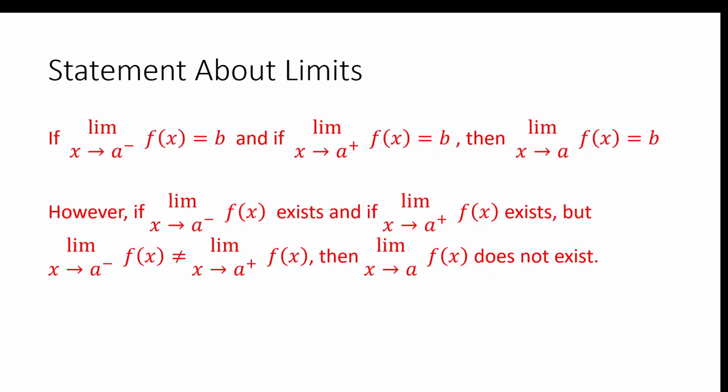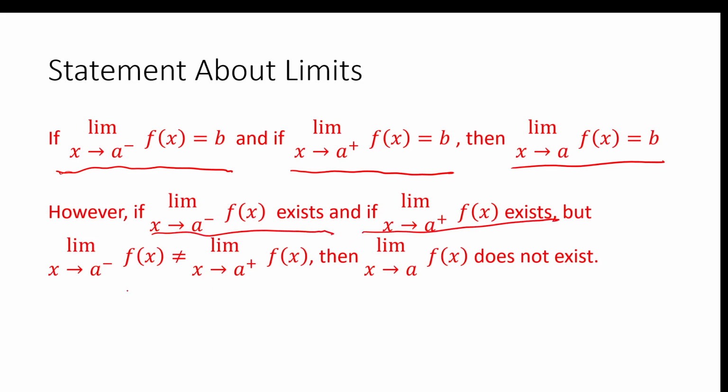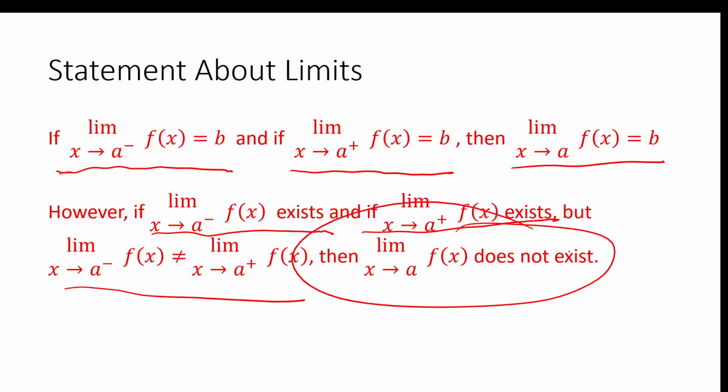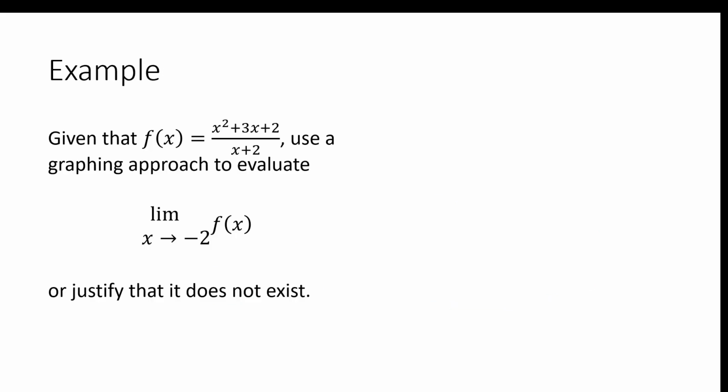So here's our statement of limits that's worth remembering, highlighting. If the limit as x goes to a from the left of f of x equals b, and the limit as x goes to a from the right of f of x equals b, then the limit as x goes to a of f of x equals b. However, if one of the one-sided limits exists and the other one-sided limit exists, but those two one-sided limits don't equal each other, then the limit as x goes to a of f of x does not exist. And that'll happen to us.